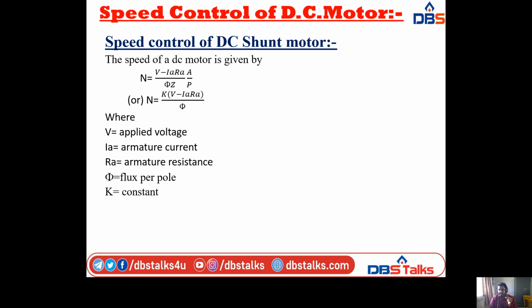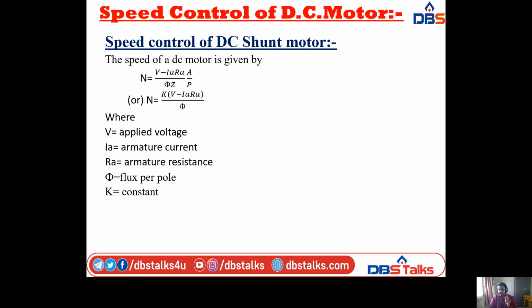We will write this equation as N is equal to K into V minus IaRa by phi. Why? Because in this condition the total number of conductors Z, number of parallel paths A and number of poles P are constants. So in that place I am taking the K value, a constant term, in the speed equation N is equal to V minus IaRa by phi Z into A by P.